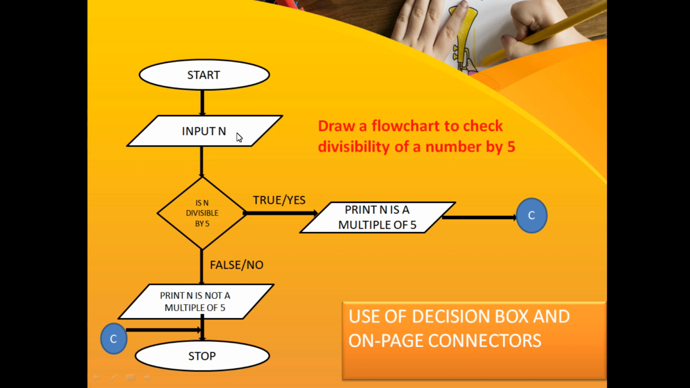Okay, so I've taken input n. I've not written input a number here, so I could have used n as some value and used the process box here also. That was also correct, depending on what the question is there.